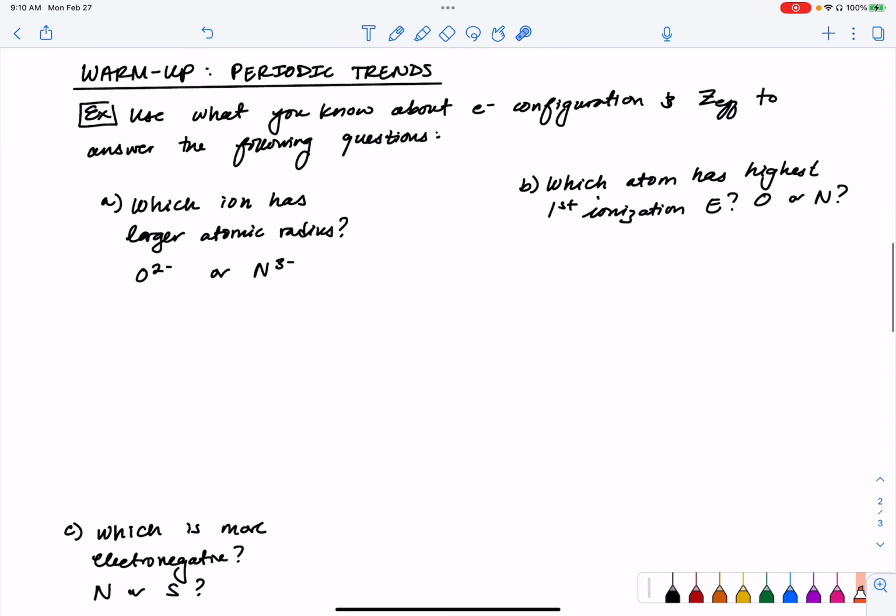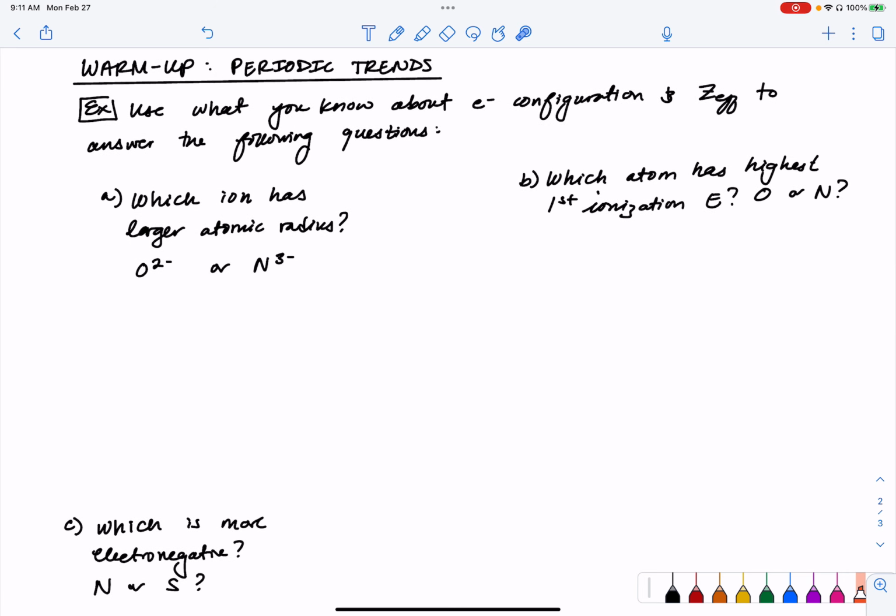So I've got a couple of warm-up questions here for us. In general, we're going to be comparing periodic trends for a couple of different species, and we're asked in this question to use what we know about both electron configuration and effective nuclear charge to answer the following questions. So the first question is about atomic radius.